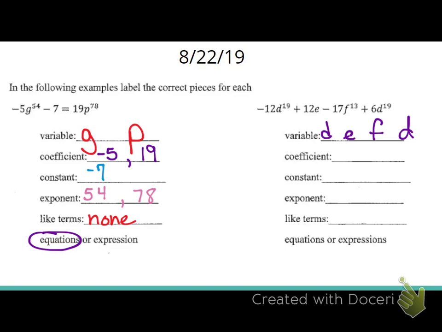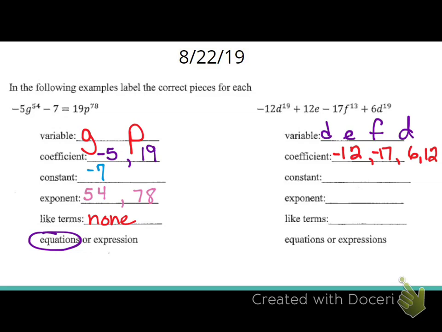Coefficient. What's the coefficient? Negative 12. Nice job. Negative 12 and 6. And don't forget that other positive 12, because negative 12 and 12 are very different things, right? Would you rather owe somebody $12 or have $12? So negative 12, positive 12, negative 17, and positive 6.